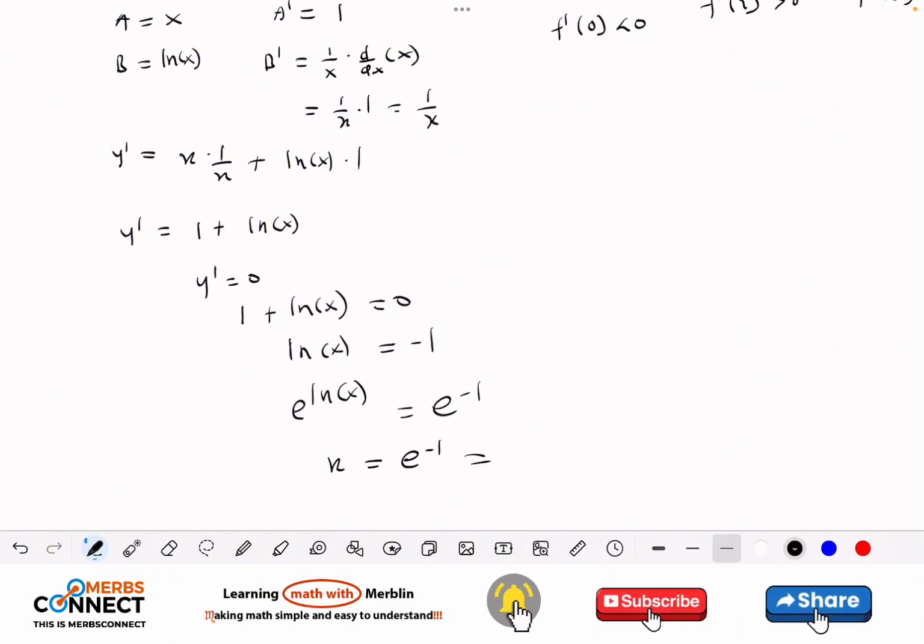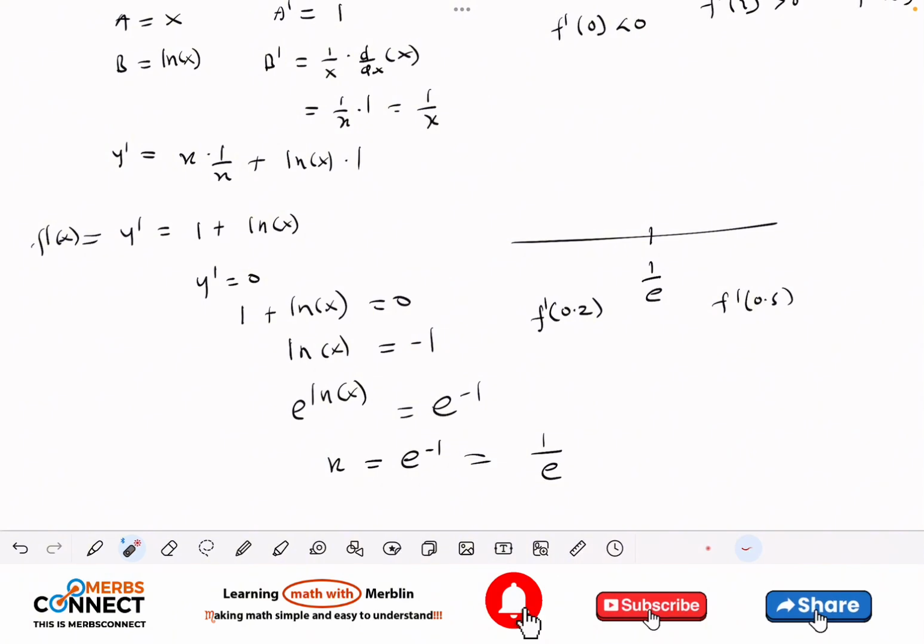And this one can also be written as 1 over e, right? So on the number line, I have 1 over e. What is 1 over e? 1 over e is like 0.3 something, right? So here I need to pick something like f prime. So if this is equal to f prime of x, I need to pick something like 0.2 because this is 0.3 something. Then I need to pick something like 0.5 on the right.